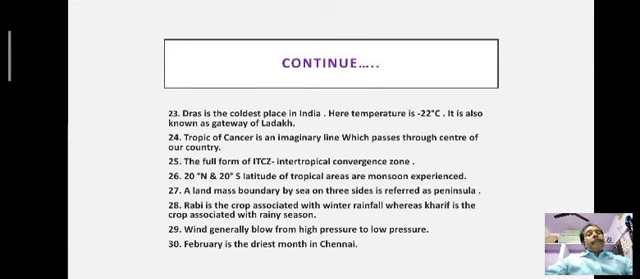Next, everybody knows wind generally blows from high pressure to low pressure. And the last question, February is the driest month in Chennai. So these are some one-line question answers which will help you to make multiple choice questions if you mug them up. And I hope all the students will mug up and will be able to solve the objective questions from climate. Okay, thank you.